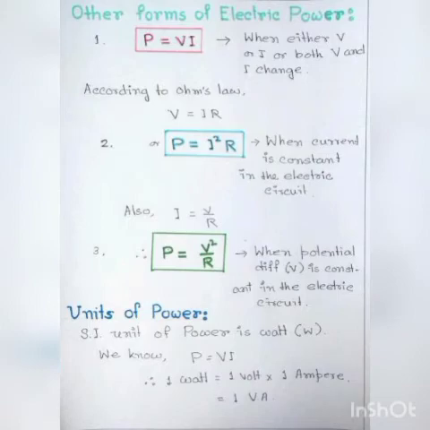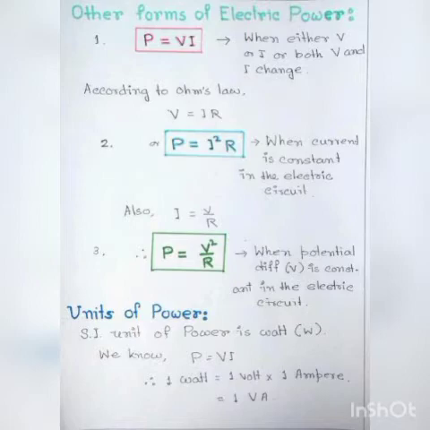Now we will discuss some other forms of electric power. First formula, P equals VI, which we have already discussed. When either V or I or both V and I change, we will use this formula. Now according to Ohm's law, V equals IR. Just substitute the value of V. What will we get? P equals I square into R. When current is constant in the electric circuit, we can use this formula.